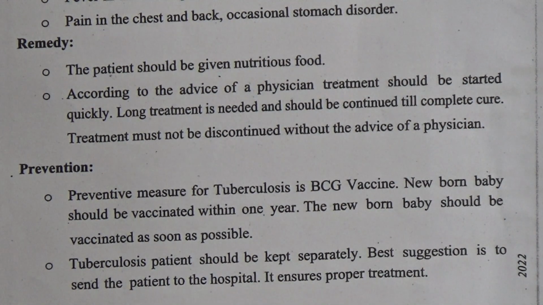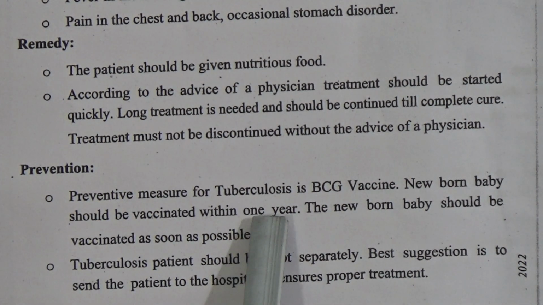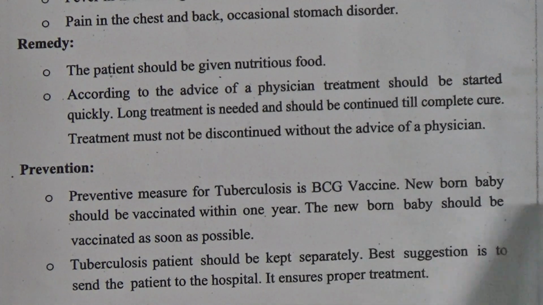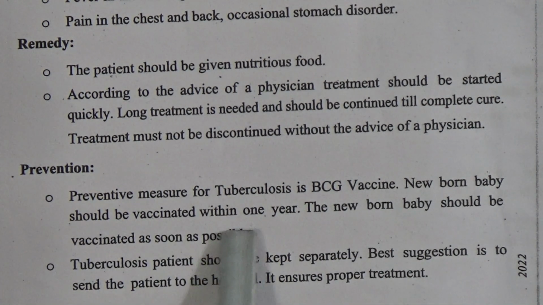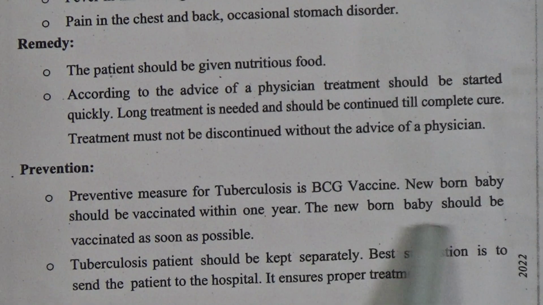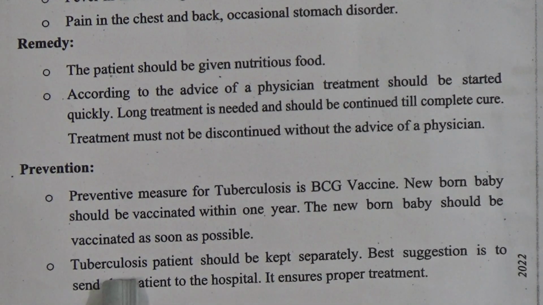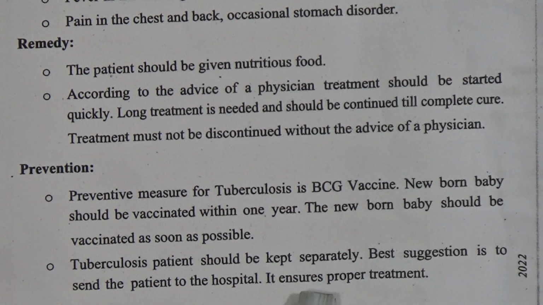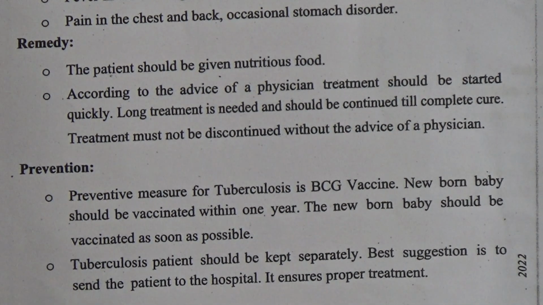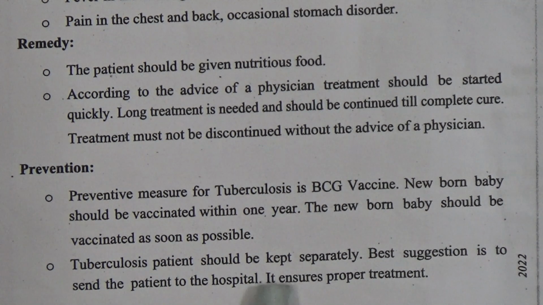And prevention. Prevention measure of tuberculosis is the BCG vaccine. A newborn baby should be vaccinated within 1 year. The newborn baby should be vaccinated as soon as possible. Number 2, the tuberculosis patient should be kept separately. The best suggestion is to send the patient to the hospital.